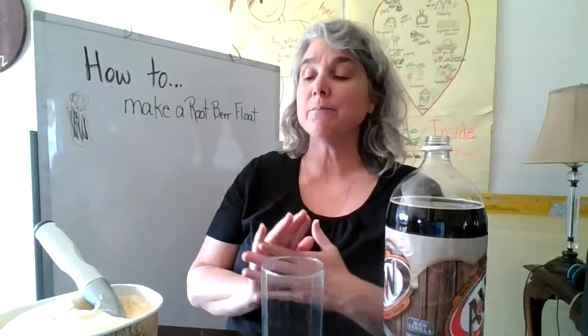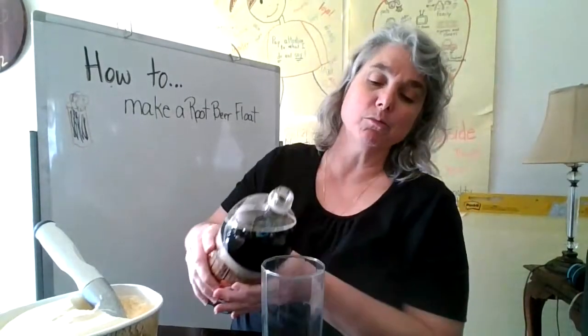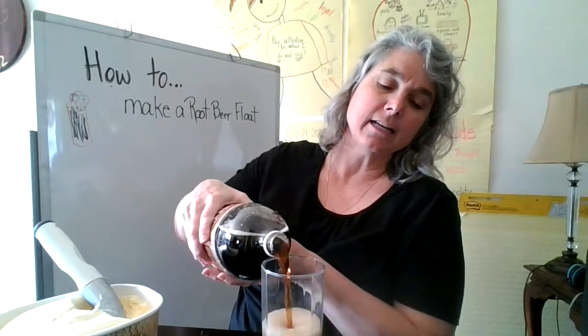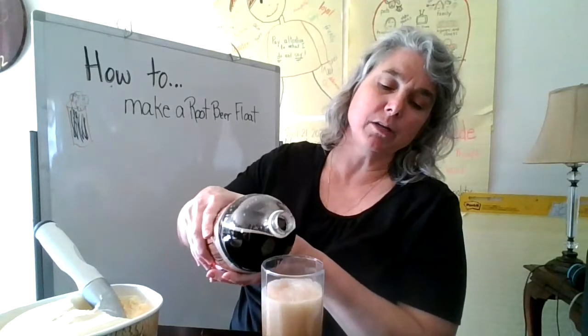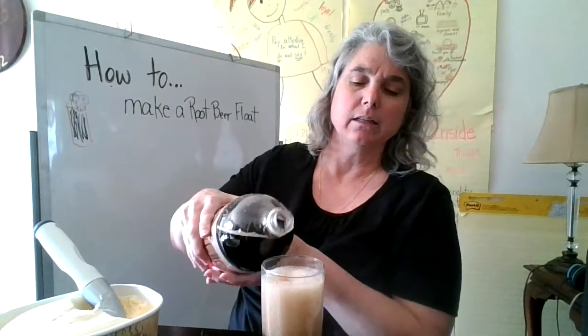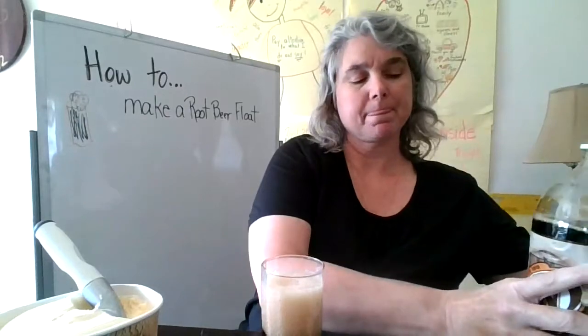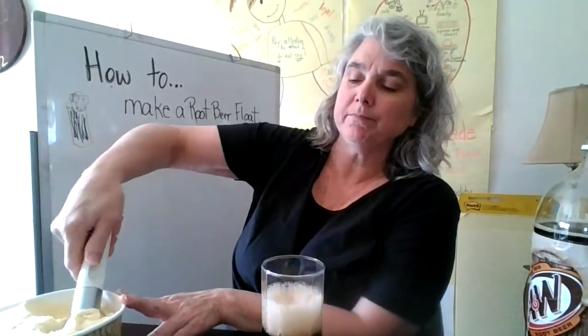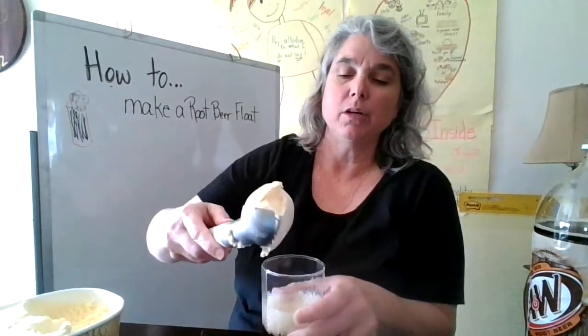Okay, first thing I'm gonna do is pour some root beer in my glass. Not too much because I don't like it when it overflows. It's so sticky, this soft drink. Okay. Then I'm going to scoop out my ice cream and put it into my cup.